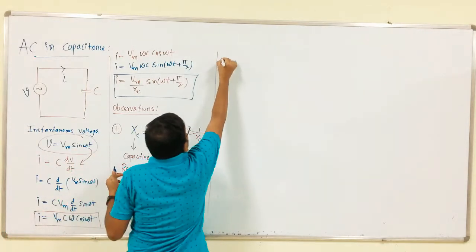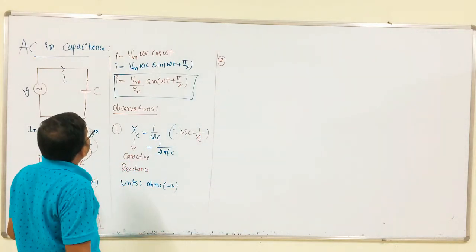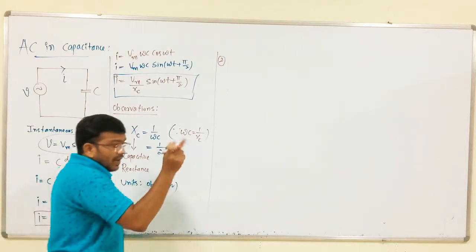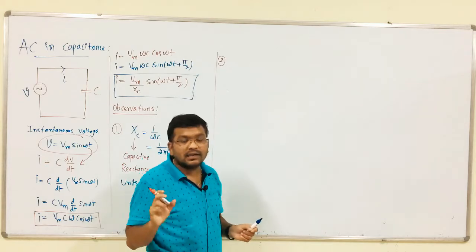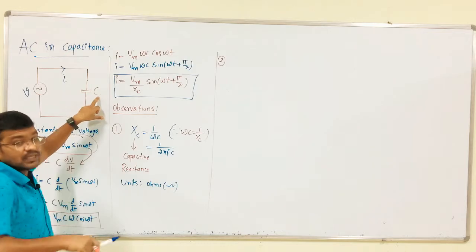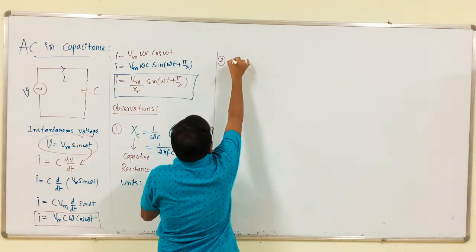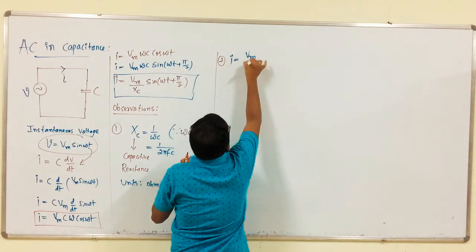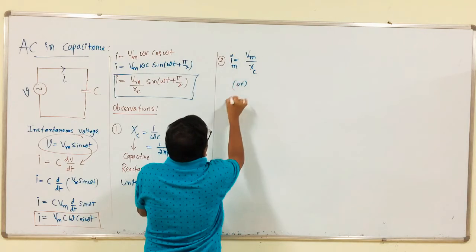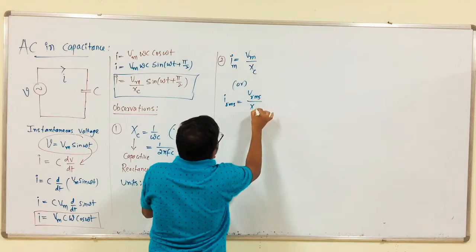Next, the second observation is the current. Where XL, the current across the inductor, is nothing but V/XL. Here, the current through this capacitor is nothing but Vm/Xc. If it is maximum, this is the maximum, or if it is RMS, Irms equals Vrms/Xc.